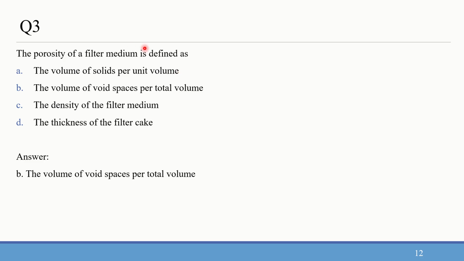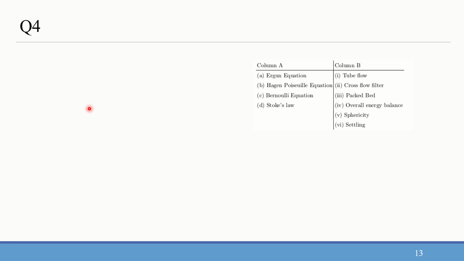This 1 minus this will give us the option B, but this is not the right answer. So B is the right answer, and C and D are again density of filter medium, thickness of filter cake, those are not the right answer. So this is for question 3. Now we will go to question 4.